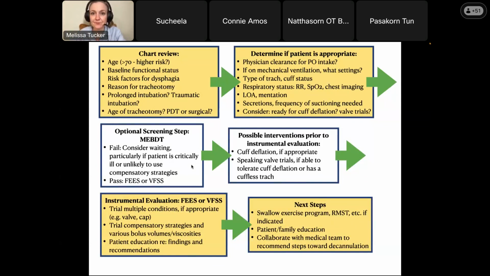I'd like to know, when you use the speaking valve, it is a one-way valve, right? Yes. Is it that the air cannot go in or cannot go out? So it's a one-way valve, so the patient can breathe in through the tracheostomy tube. When they breathe out, it closes and the air goes through the mouth and the nose.